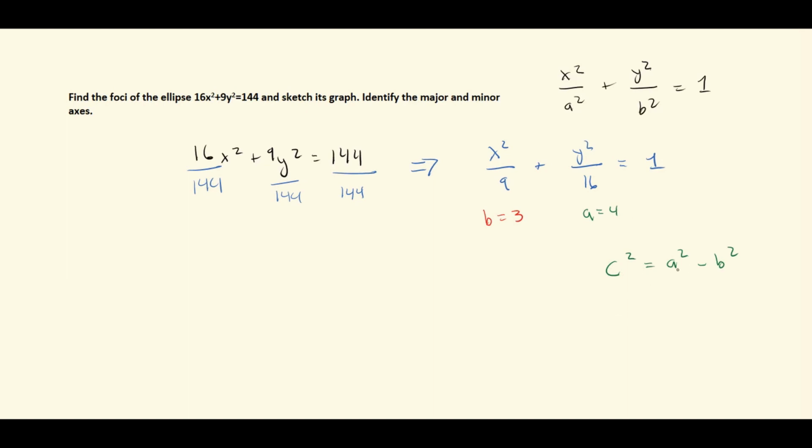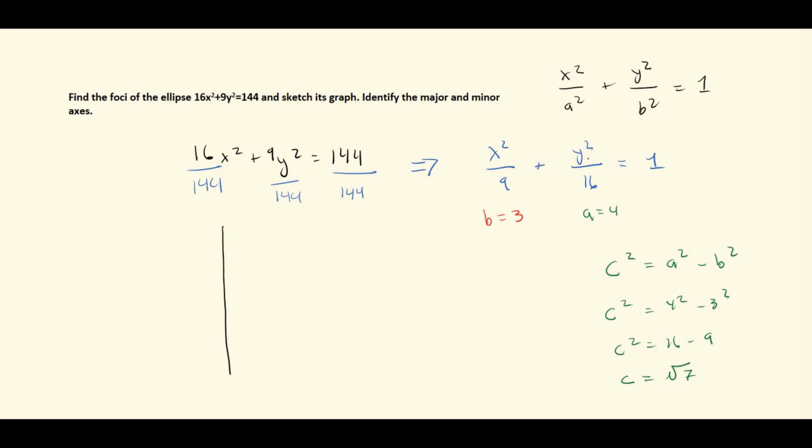We're going to go ahead and plug in a and b. We get c squared is equal to 4 squared minus 3 squared. c squared is equal to 16 minus 9. 16 minus 9 is 7. And when we take the square root of both sides, we get c is equal to the square root of 7. So now we can go ahead and graph our ellipse.